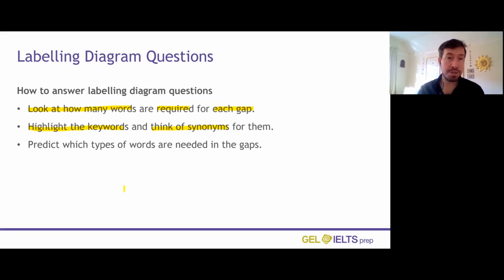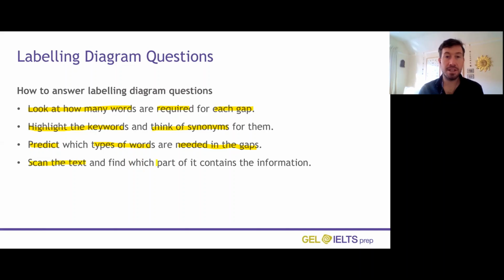Then, because you've got gaps, you have to predict what types of words are needed in the gaps. So what I mean by that is, is it a noun that you need, or do you need a verb in this gap, or do you need an adjective? And finally, you scan the text and find the part of it which contains the information. And then you read that part carefully. Again, this is very similar to the others. So you're quickly finding where is this diagram, and then you're reading very carefully that part of the text.